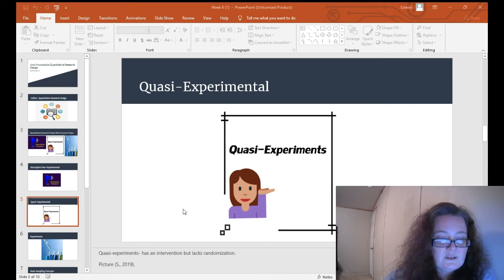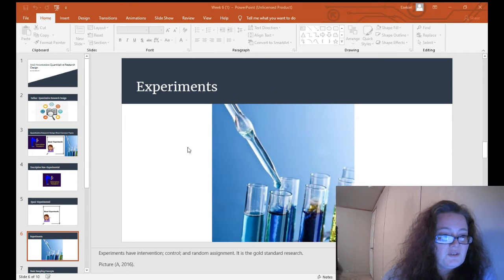Quasi-experimental has interventions but lacks randomization. So if you have interventions in your research study, it could possibly be a quasi-experimental. But it could also be an experiment, which has interventions, and it has control, and it has random assignments. It is the gold standard in research.